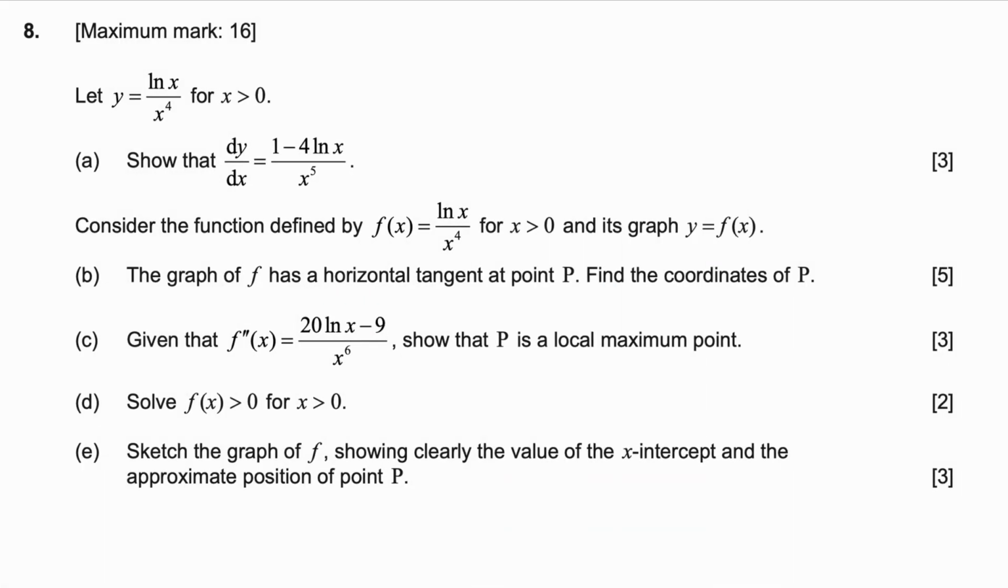Let's do question 8 now. Okay, so it says let y equals ln of x over x to the power 4. And we're trying to show that dy over dx is 1 minus 4 ln x over x to the power 5. Well, we're going to use the quotient rule here.